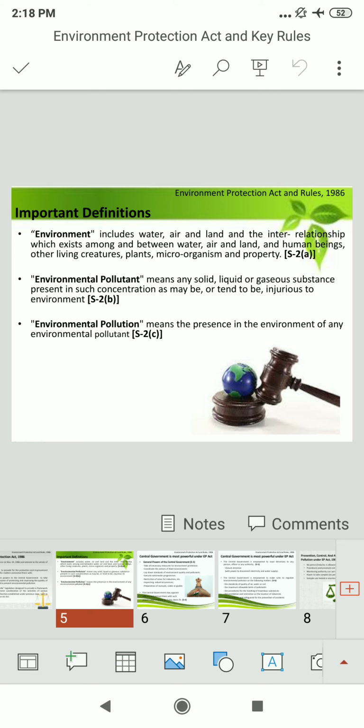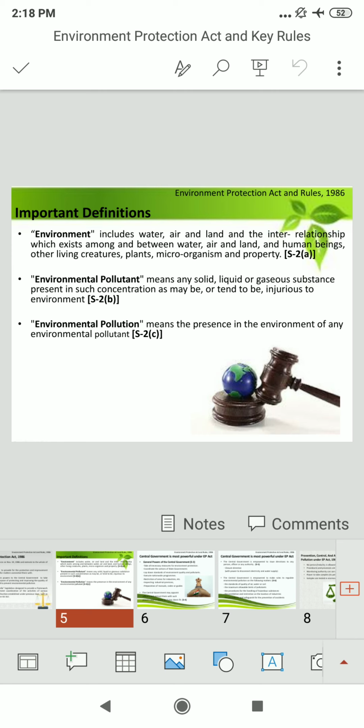The important definition of environment: it includes water, air, land, and the interrelationship which exists among and between water, air, and land, and human beings, other living creatures, plants, microorganisms, and property.